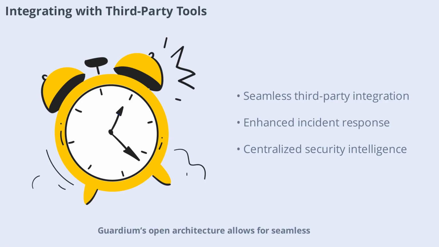Guardium's open architecture allows for seamless integration with third-party tools such as SIEMs, backup servers, and ticketing systems. This interoperability enhances incident response, streamlines operations, and ensures that security data is shared across the organization's IT ecosystem. By connecting with tools like QRadar, Splunk, and ServiceNow, Guardium becomes a central hub for data security intelligence.